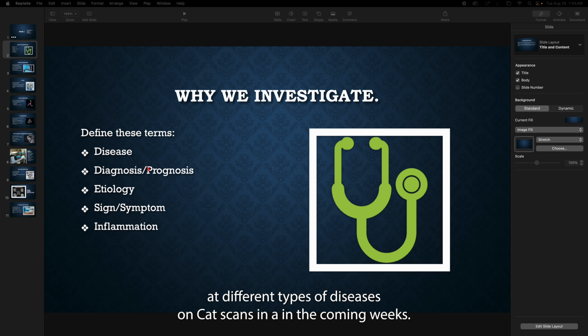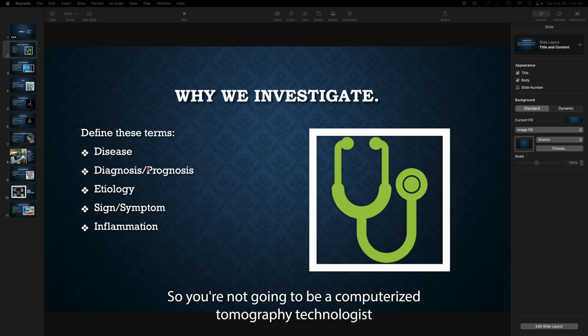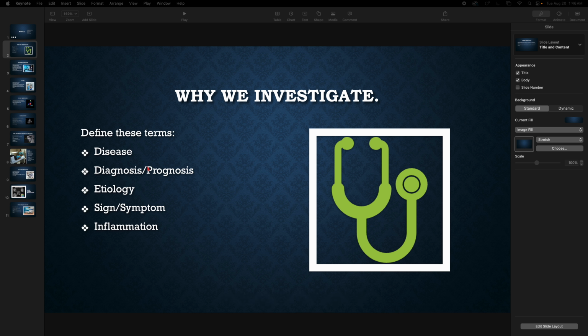I will be looking at different types of diseases on CAT scans in the coming weeks, and the intent is not for you to be on par with the knowledge level of a radiologist, but at a minimum you should be able to identify what's abnormal, just like you do in X-ray, right? So you're not going to be a computerized tomography technologist at the end of this. But if you walk into a CAT scan room and you see some images, or you get a CAT scan of yourself, you should be able to identify some basic things.